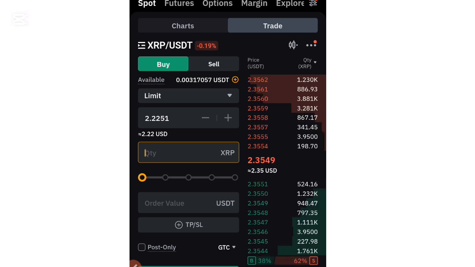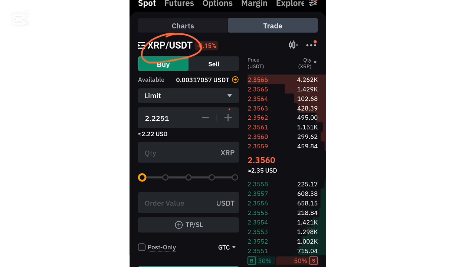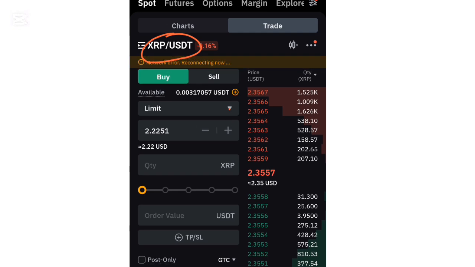So I forgot to say something. When you see this XRP slash USDT, what it means is that you are using USDT to buy XRP, right? So you have to have USDT in your unified wallet that you are going to be using to buy XRP. So let's continue. When you come here, this is talking about the quantity of XRP that you need.